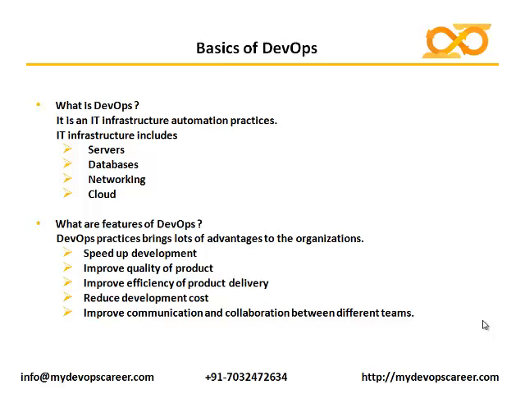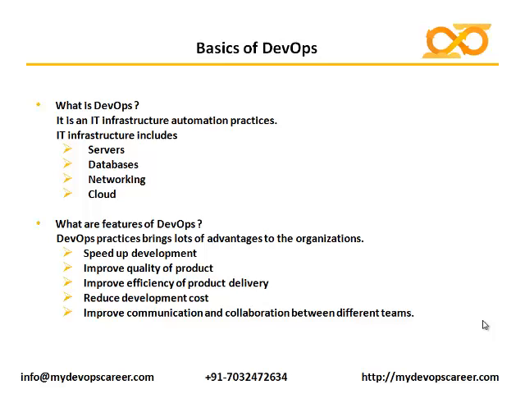So what is DevOps? DevOps is the IT infrastructure automation practice, which is the combination of development and operations. In this, you will automate the IT infrastructure. IT infrastructure includes servers, databases, network, cloud, and related services.